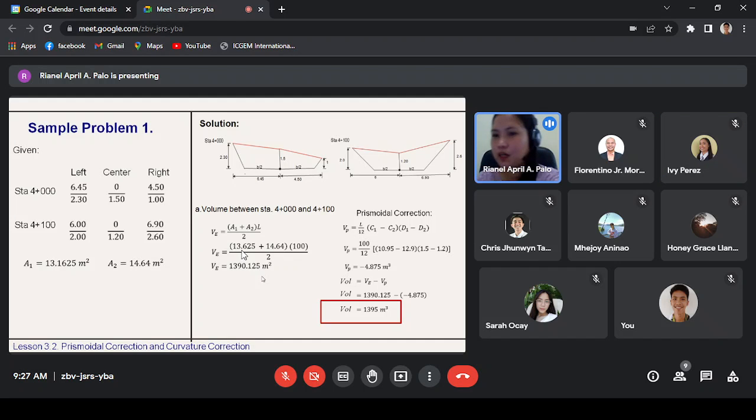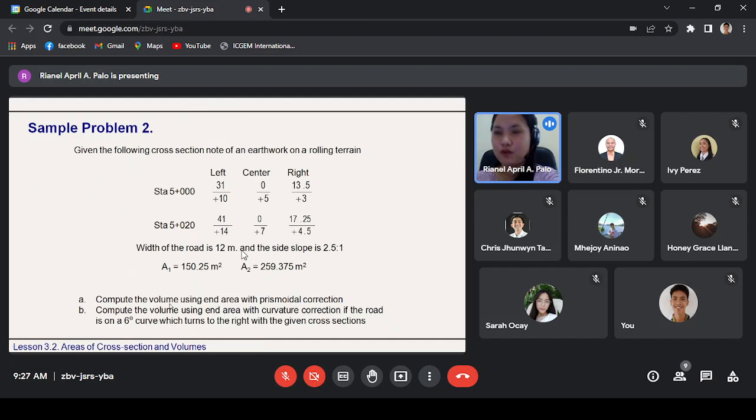Do you have any other question? Wala na, ma'am. Okay, let's proceed to sample problem number 2. For sample problem number 2, we have a given cross-section note of earthwork on a rolling terrain. So, the width of the road is 12 meters and the side slope is 2.5:1. So we also have a given cross-sectional area sa first and the second station.